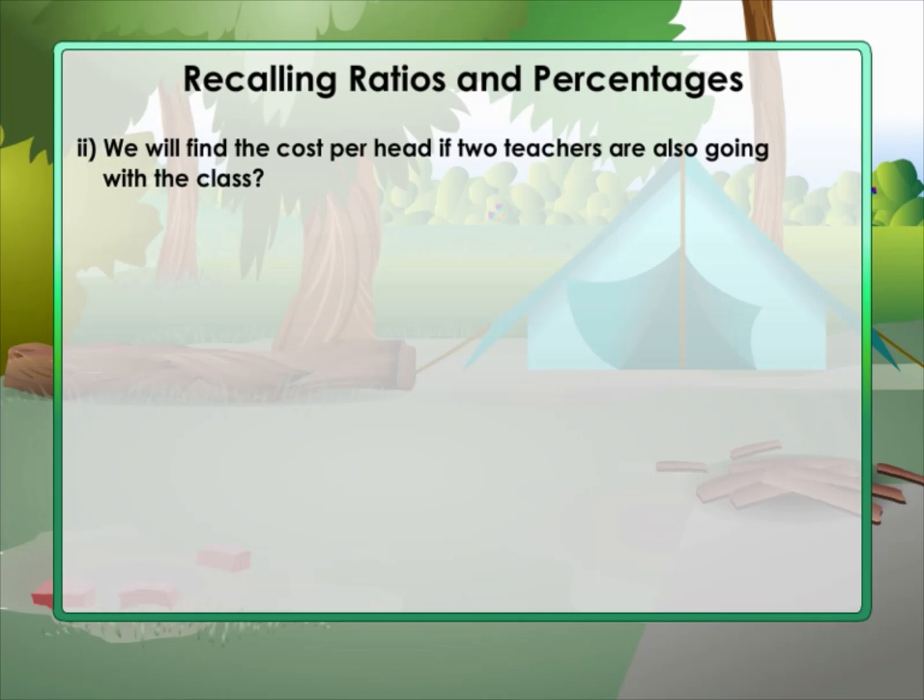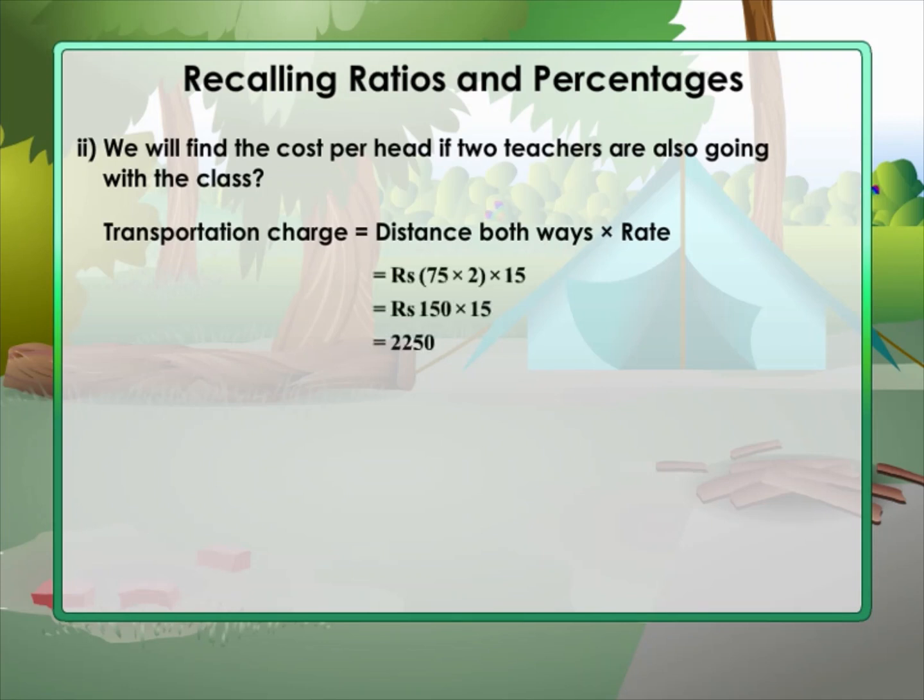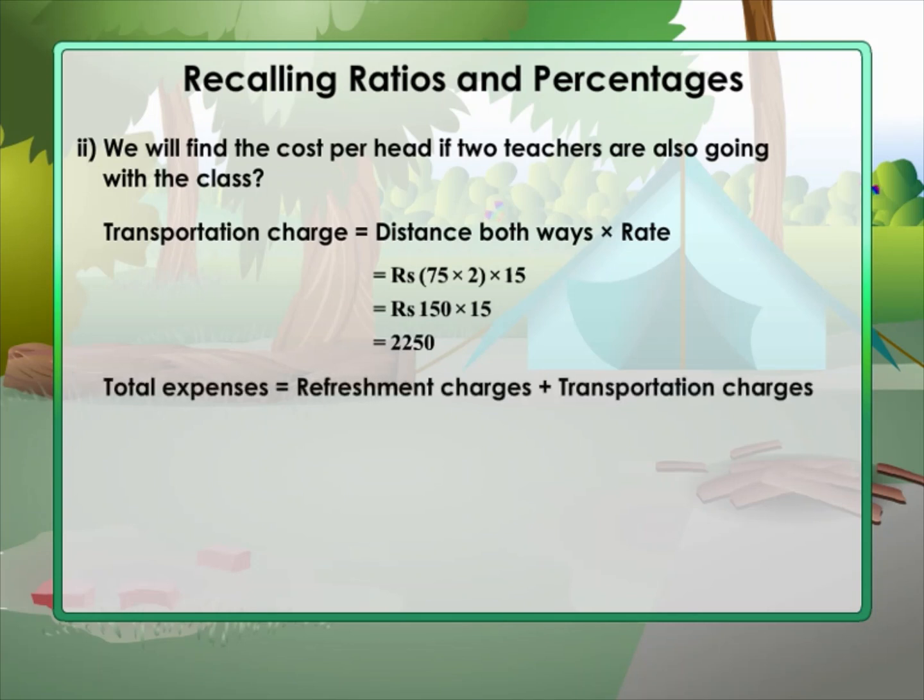Next, we'll find the cost per head if 2 teachers are also going with the class. Transportation charge is equal to distance both ways times rate, which is equal to 75 times 2 times 15. When we multiply this, we get 2,250. Total expense is equal to refreshment charge plus transportation charge, which is Rs 3,800 plus 2,250, which is equal to 6,500.